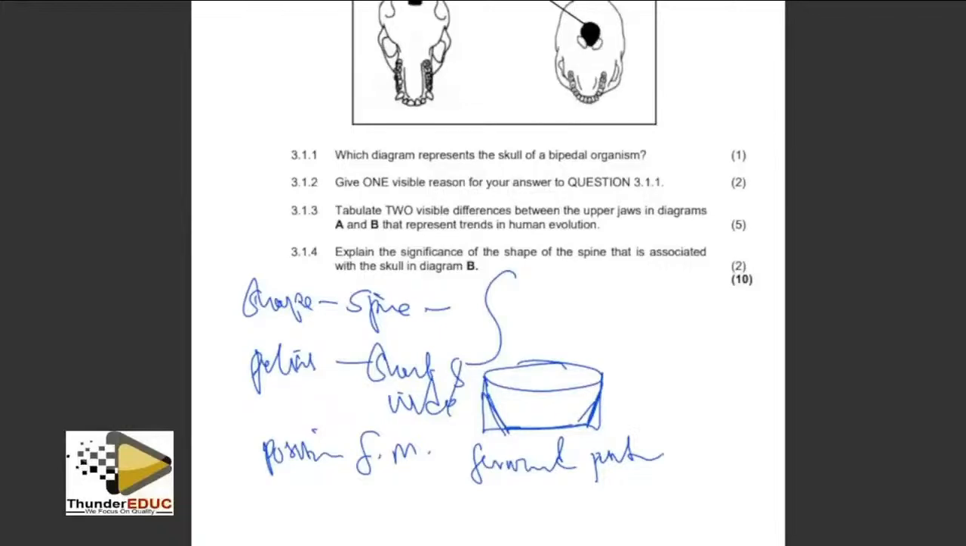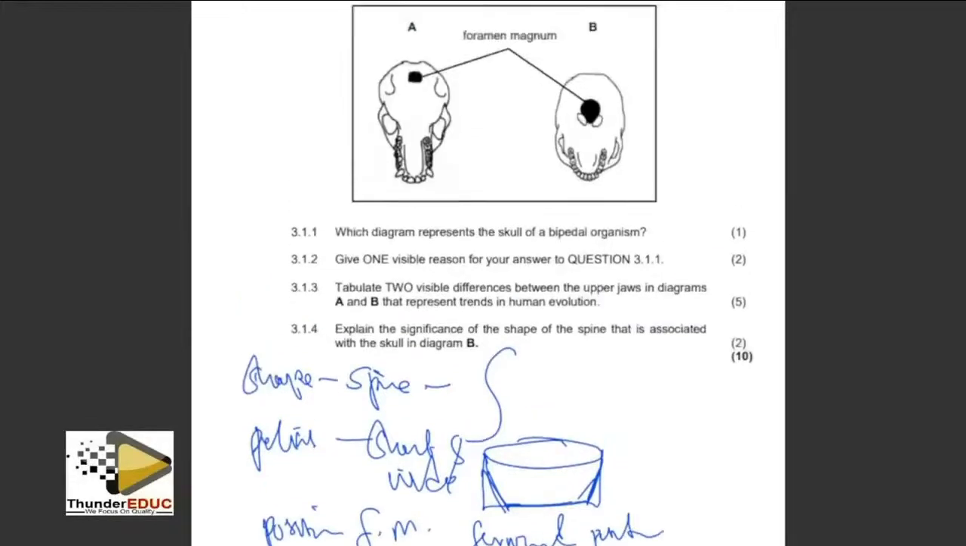Then the next question is tabulate the visible differences. They are saying visible. Don't bring about anything else. Visible difference between the upper jaw and the lower jaw of A and B. Check upper jaw, lower jaw. They're only looking for this. You see, in most cases now when we bring these, you have to know the differences.